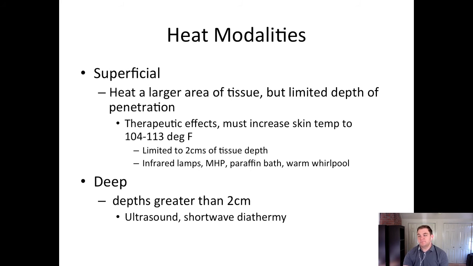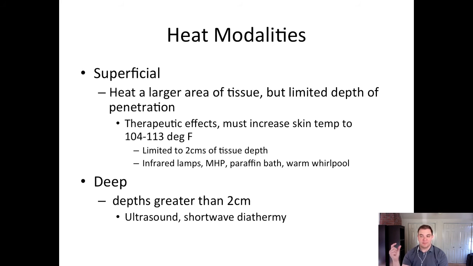You can use a superficial moist hot pack to heat a large area of tissue, but it limits the depth of penetration. For therapeutic effect to occur, the skin temperature must increase to about 104 to 113 degrees Fahrenheit. But a superficial hot pack is limited to about 2 centimeters of tissue depth. I keep saying superficial hot pack, but it's really a superficial heating modality. A moist hot pack is just one example of a superficial heat modality. So 2 centimeters of tissue depth.